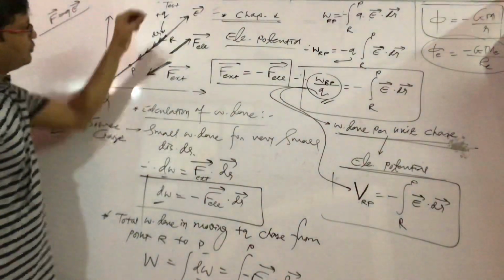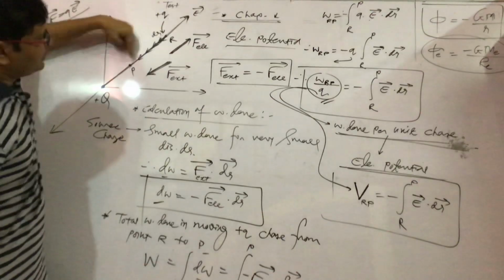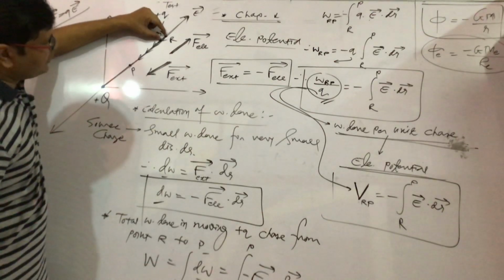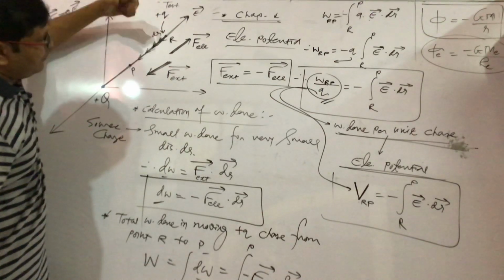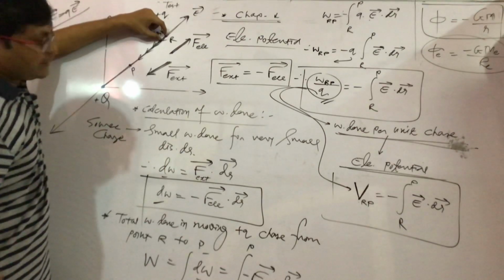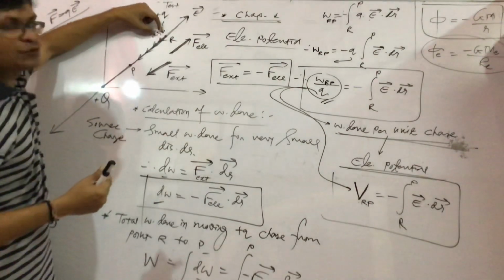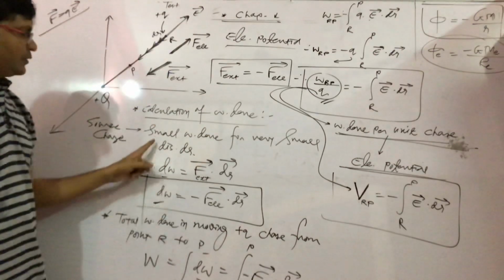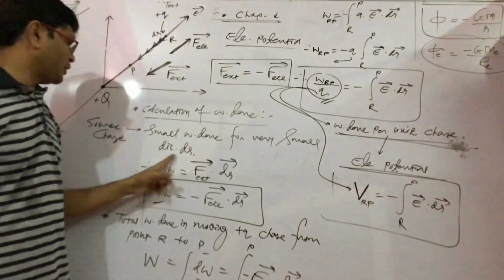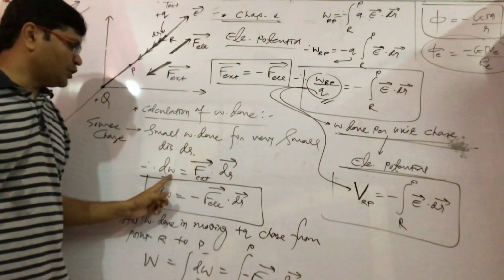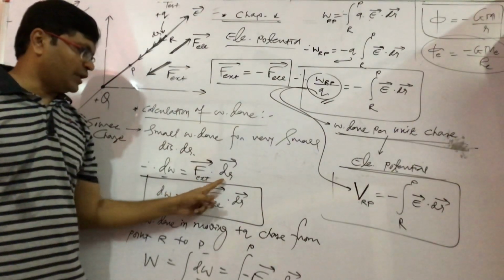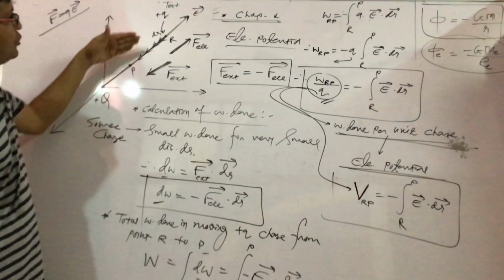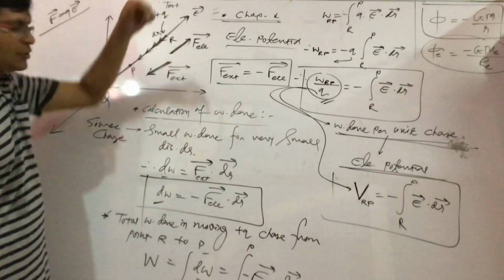You can see first of all this entire path R to P is divided into many small segments of length dr, and we will consider small work done only for very small displacement dr. The small work done for very small displacement dr is dW. So dW is equal to F dot dr. Here F is the force. This is the force which is applied by you. It is called external force.